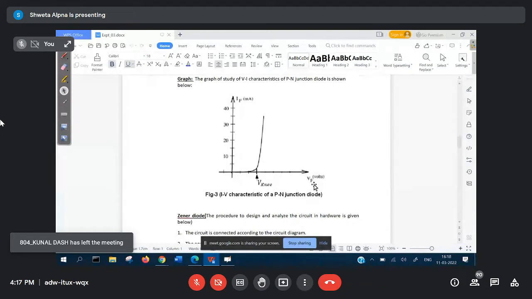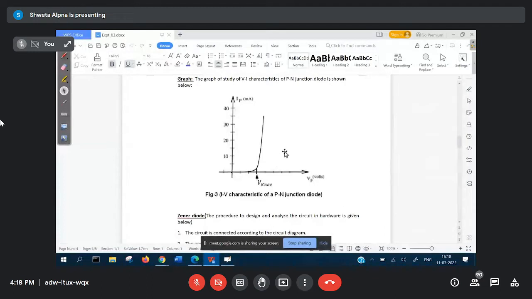You can see x-axis voltage, y-axis current. This is called the VI characteristic of the PN junction diode. So when you take the correct readings, and when you plot them in the form of a graph, you will get a graph something like this. So what is this characteristic showing?